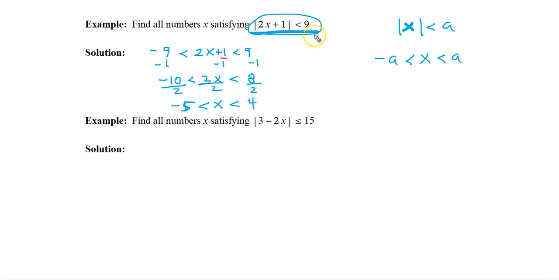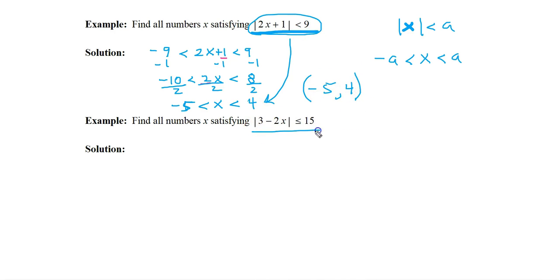So the solution to this, we could either write it like this, or using interval notation, we could write it as -5 to 4 with open brackets. So that would be our solution to this problem. All the x values between -5 and 4 satisfy this inequality.